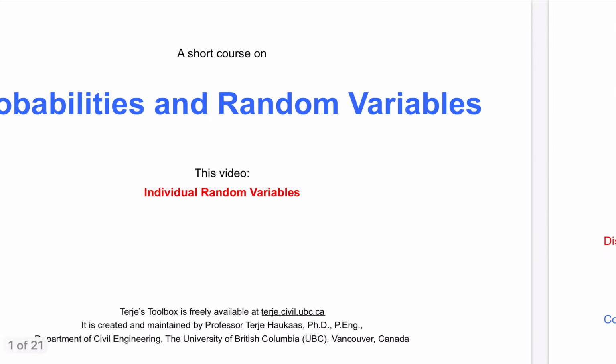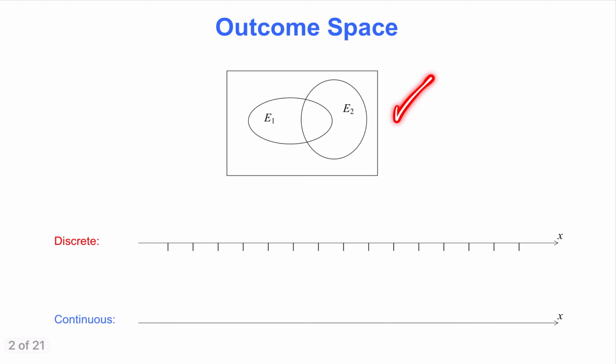Venn diagrams, such as the one shown on this slide, were employed in another video in order to visualize the outcome space for events. Two events E1 and E2 appear in this diagram. The concept of an outcome space extends to random variables. However, for individual random variables, the outcome space is a line.